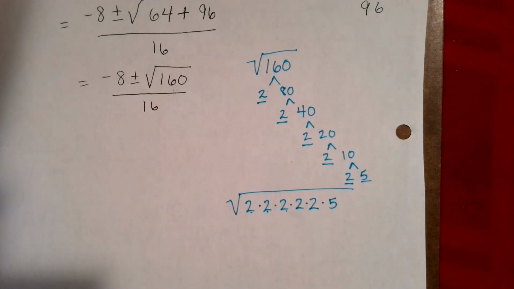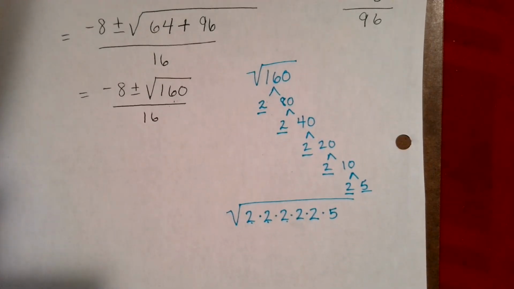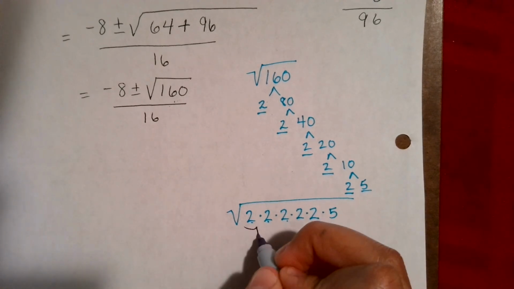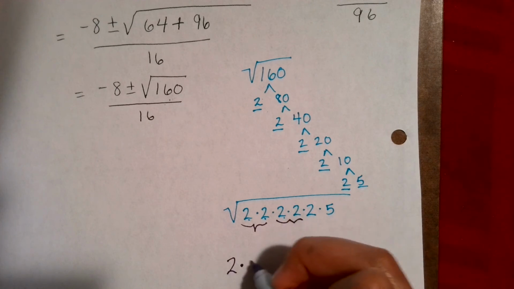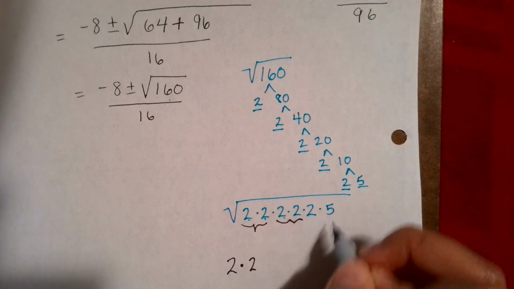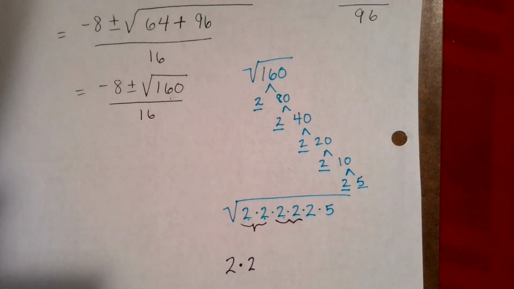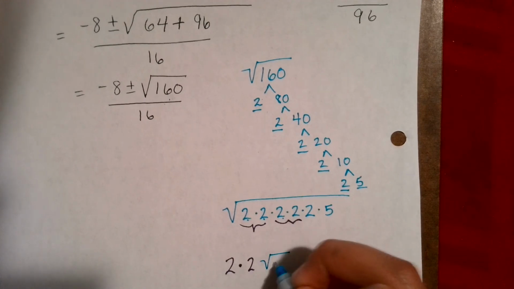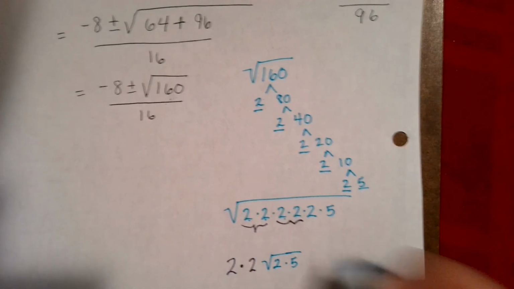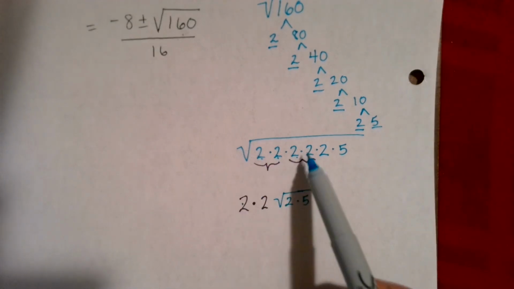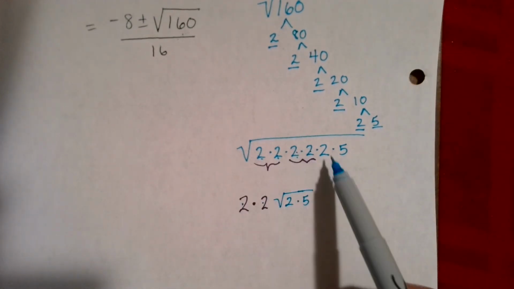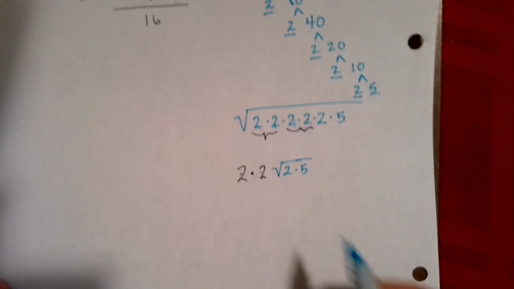And now remember, guys, that we take out every pair of numbers that is the same as 1. So this is going to come out as 2. This is going to come out as 2. And then we got a 2 and a 5 that is left over because neither of those have a pair. So we're left with 2 times 5 under the radical, like that. Okay. So one pair of 2's came out. Second pair of 2's came out. And then 2 and 5 didn't have a pair anymore.